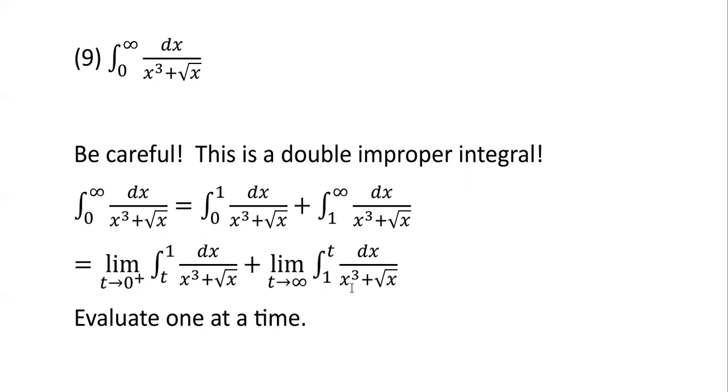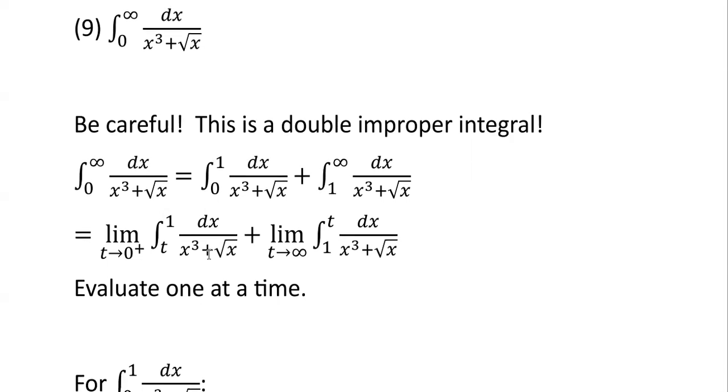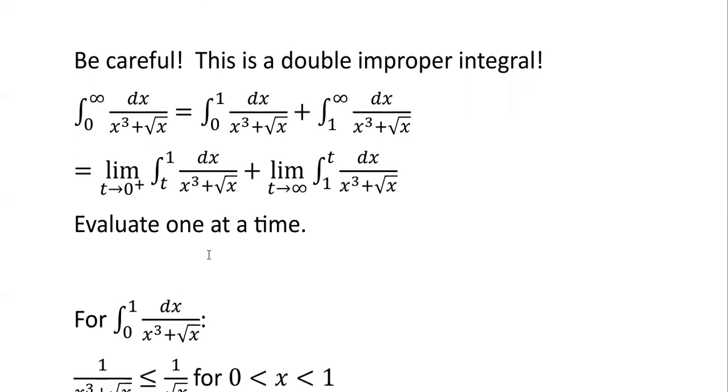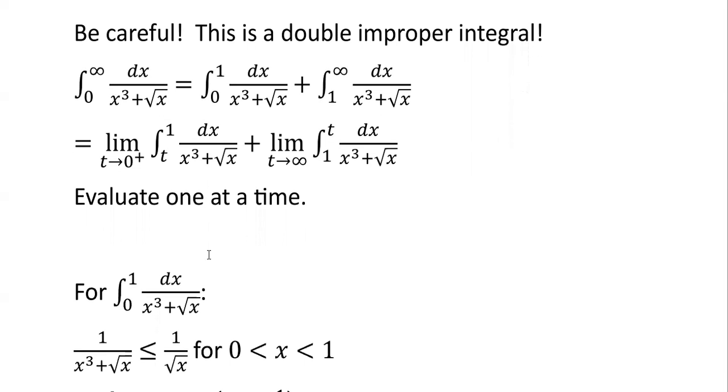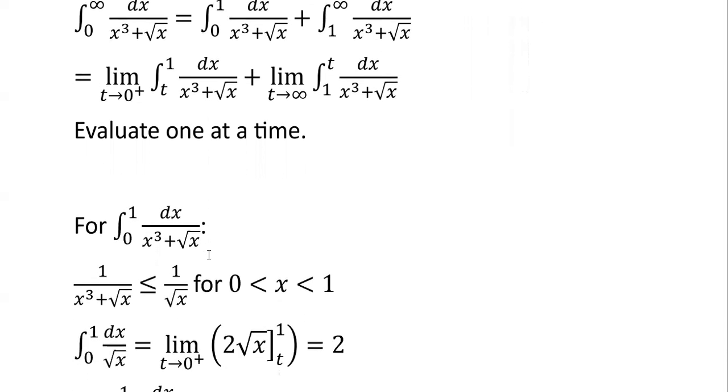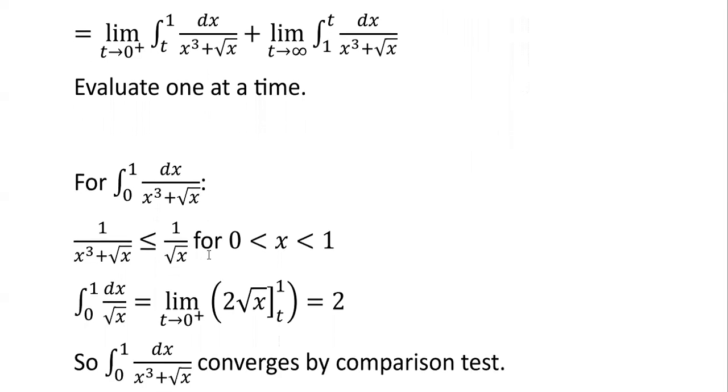Both of them need to converge in order for our original integral to converge. If even one of them diverges, the whole thing diverges. So let's check one at a time. Sometimes we get lucky in that we check one of the two and it diverges, so we don't have to check the other one. But if one of them converges, we have to check the other one as well.